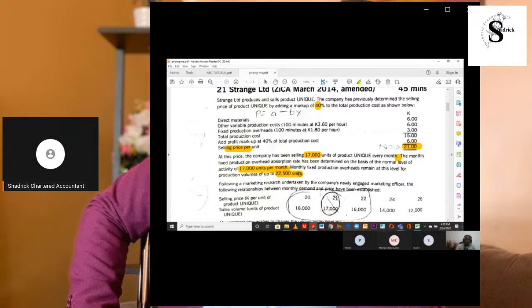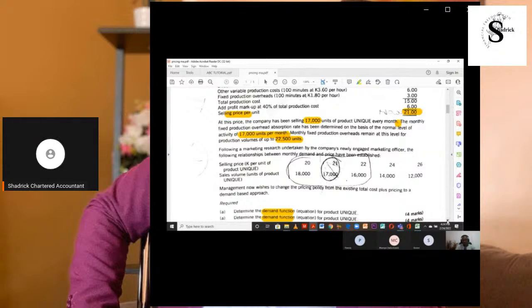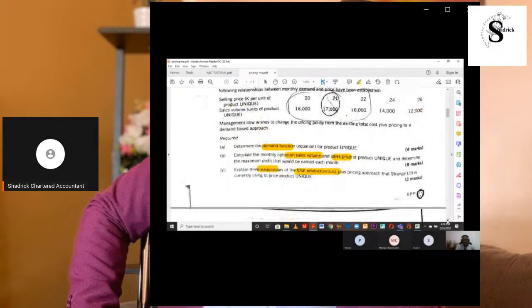It tells you that. And it says, following the market research undertaken by the company's newly engaged marketing officer, the following relationships between monthly demand and price have been established. Can you believe that? Yes, they have been established. All right, so guys, let's go and work out the demand function stuff. These things are extremely easy, like nothing you've seen in your entire mathematical accounting life.